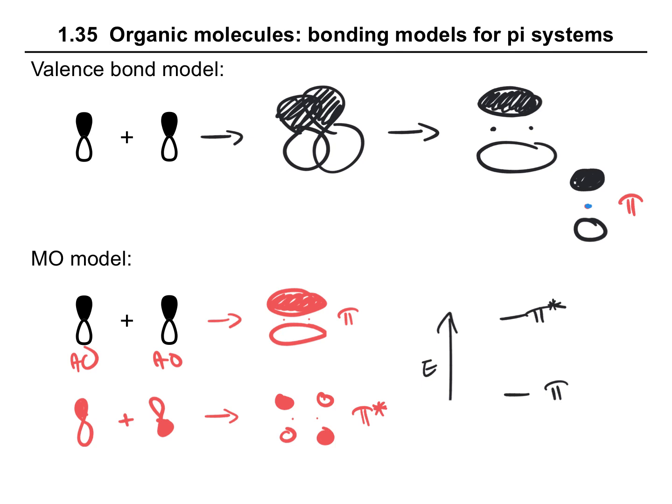And if we started out with one electron in each of these p orbitals, we would now have 2 electrons in the pi orbital. So here we see then that pi bonds can be explained either using the valence bond model or the molecular orbital model.